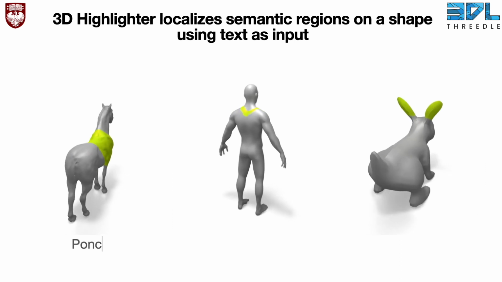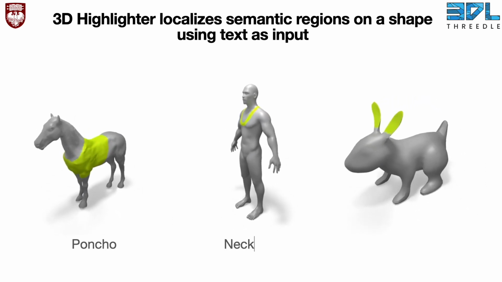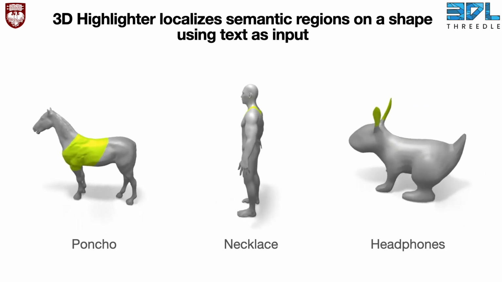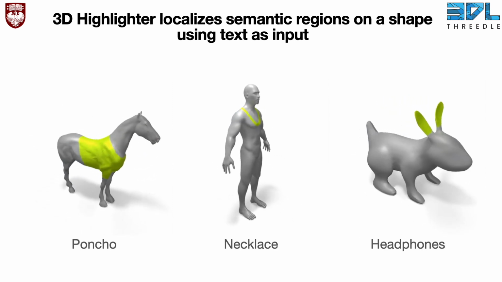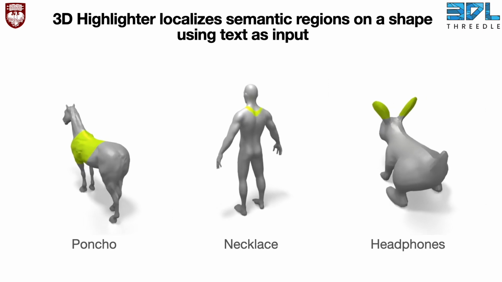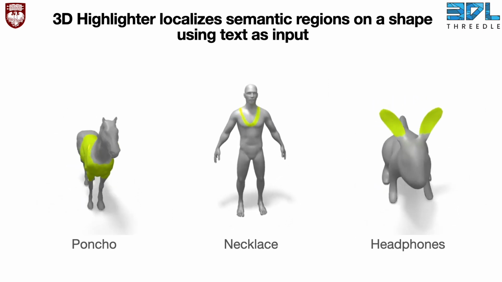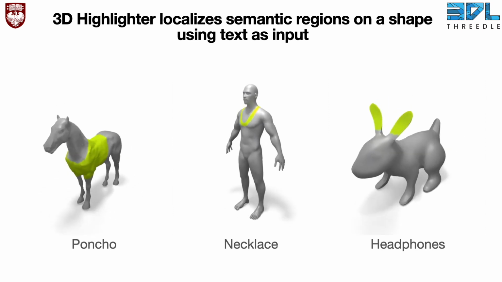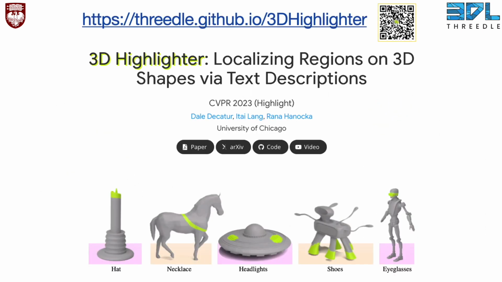3D Highlighter localizes semantic regions on a shape using text as input. Our technique reasons about where to place seemingly unrelated concepts in semantically meaningful locations on the 3D shape. For example, our method can hallucinate how to place a poncho on a horse or headphones on a bunny. Please see our project page for more information.